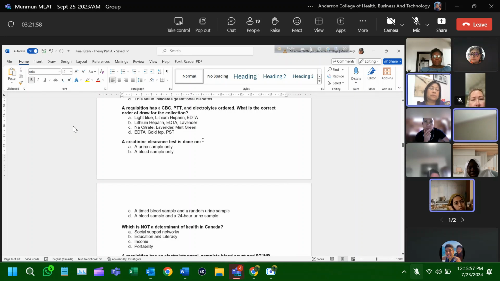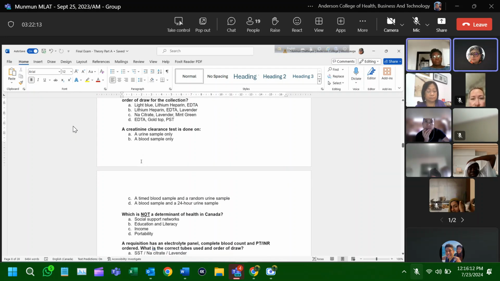D. That's light blue. A, light blue. Lithium heparin, and EDTA. Somebody told D. Who told D? A is the right one. Light blue. Who told D? Can anyone confess who told D?